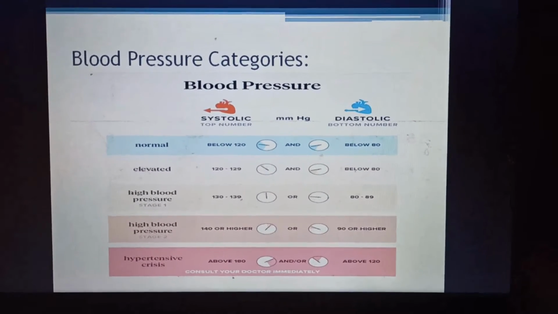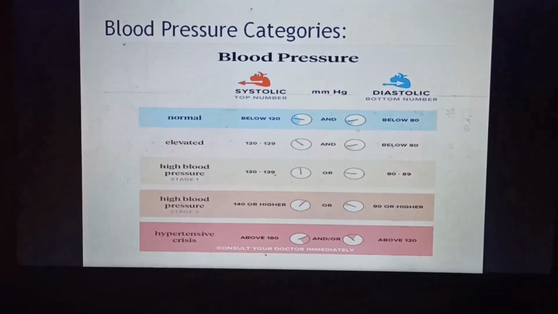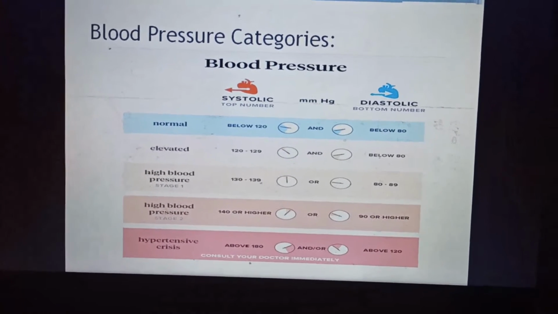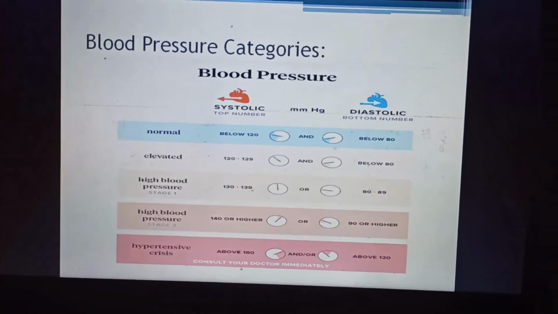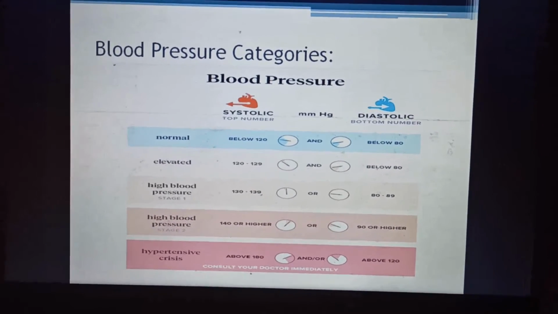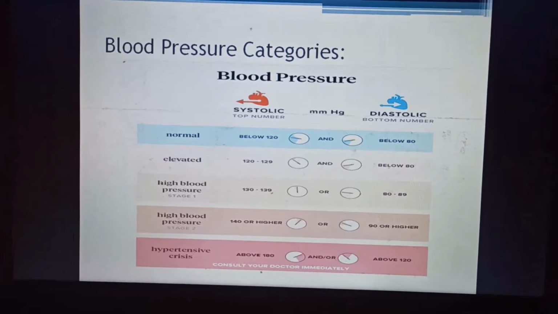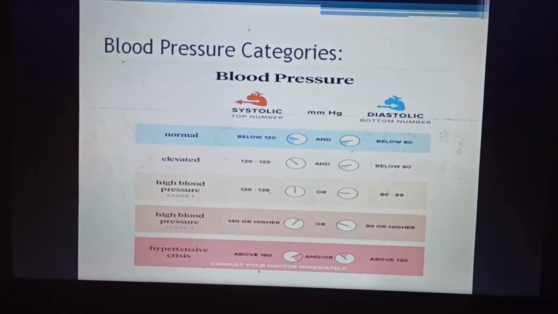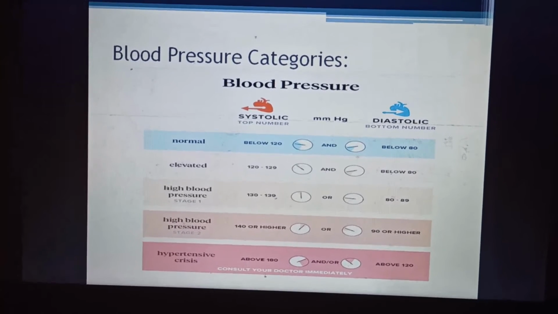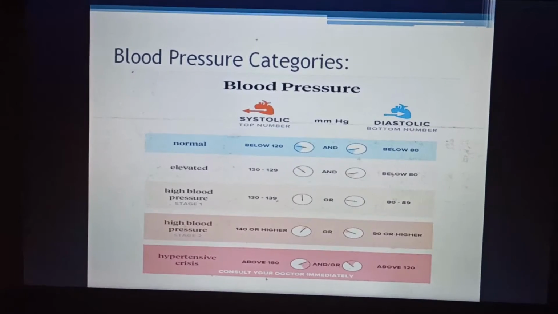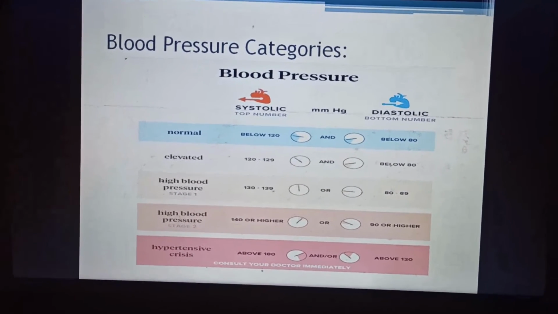Blood pressure categories. Normal blood pressure: systolic is below 120 mm of mercury and diastolic is below 80 mm of mercury. Blood pressure numbers of less than 120 to 80 mm of mercury are considered within the normal range. If your results fall into this category, stick with heart healthy habits.